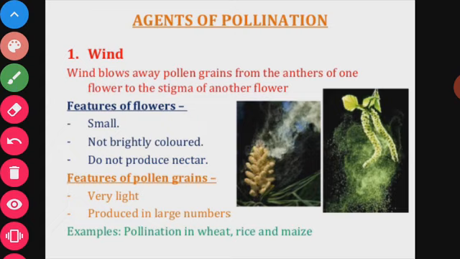Generally, we use the term anemophily. What is anemophily? Pollination by wind. That is known as anemophily.